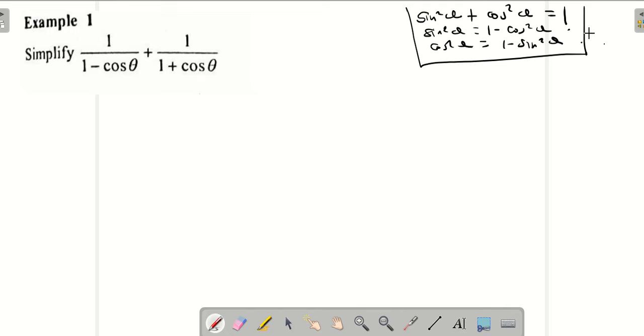You need these 3 basic identities. You also have to know that tan theta is equal to sine theta over cos theta, and cot theta is cos over sine. Know these basic identities as we have done them already.